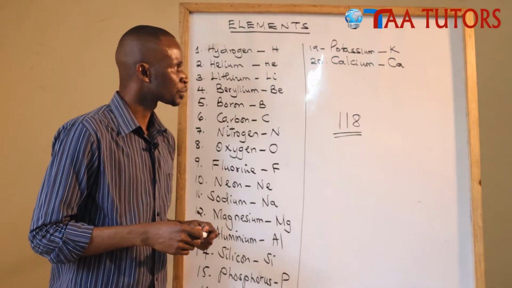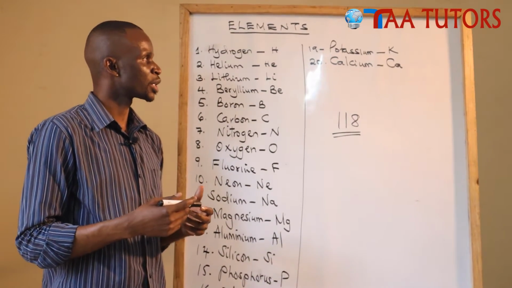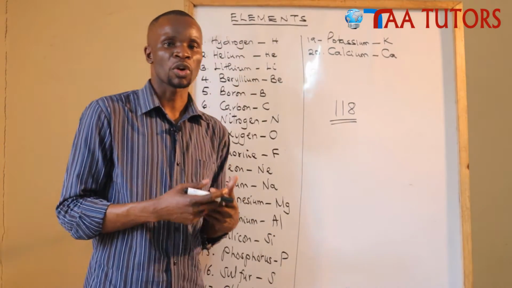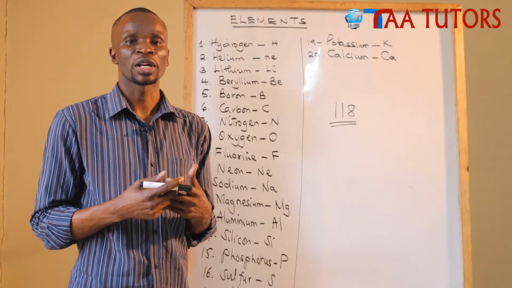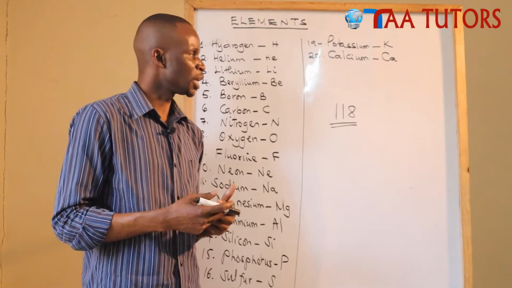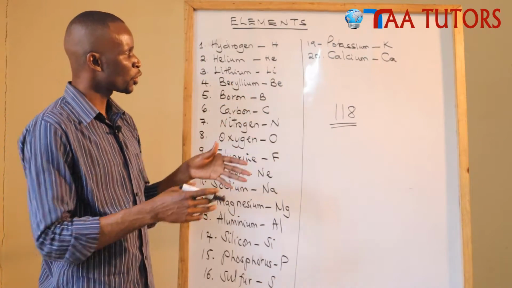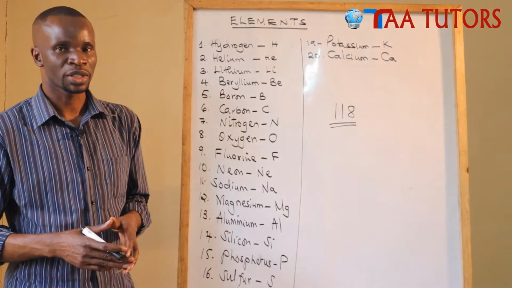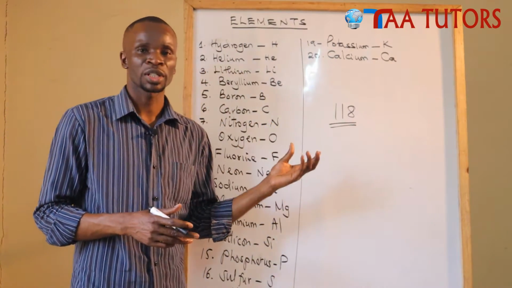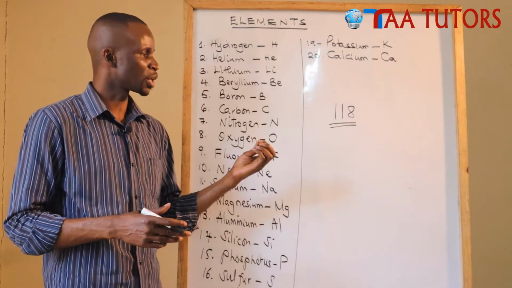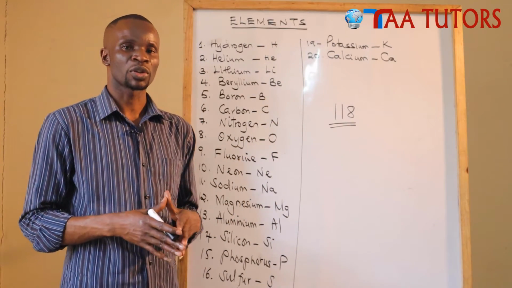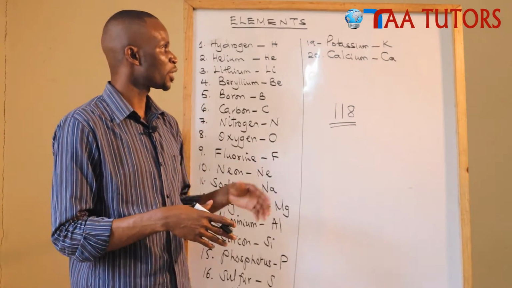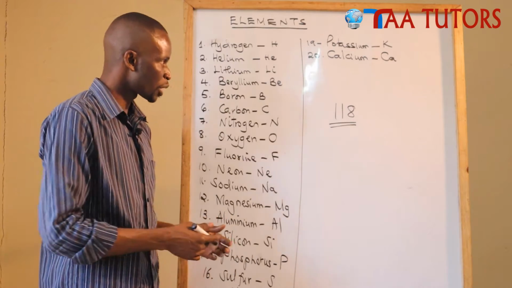These elements, we define them as pure substances that cannot be split into smaller units by any chemical reaction or any chemical means. Because the number is very large, 118 elements, we are not going to discuss all the 118, but we are going to take a sample of 20 that is going to guide us to be able to understand the rest of the elements that we will not actually get a chance to discuss. In your exams, you are going to meet other elements that are outside these first 20 elements.